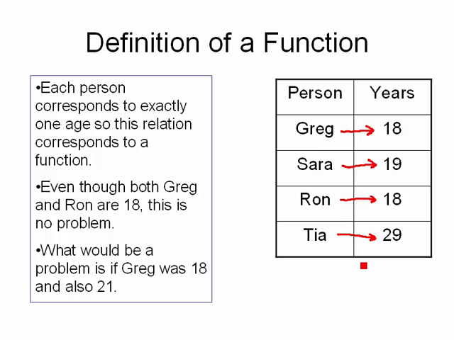Now, sometimes people get worried because they see up here Greg's 18 and Ron's also 18. But what would be bad is if Greg was 18 and also 21 because he was carrying a fake ID. That would not be a function. So there's no problem if two people match up with the same age, Greg 18, Ron 18. So this, in fact, is a function.